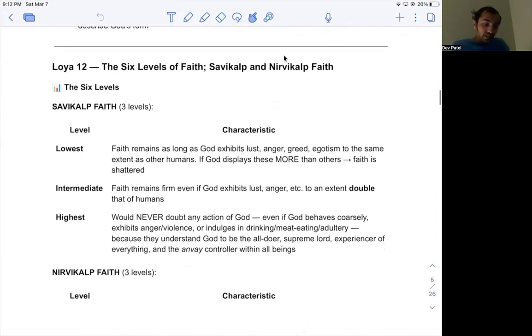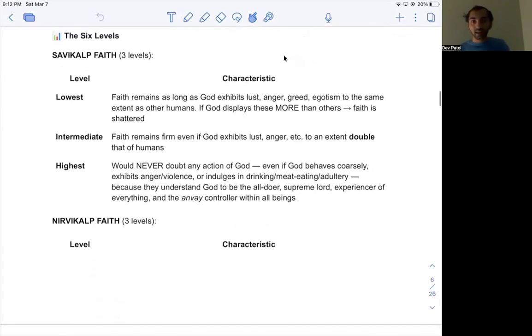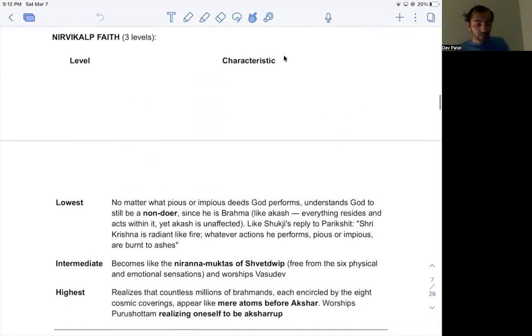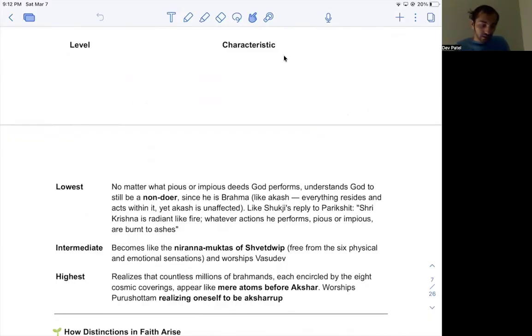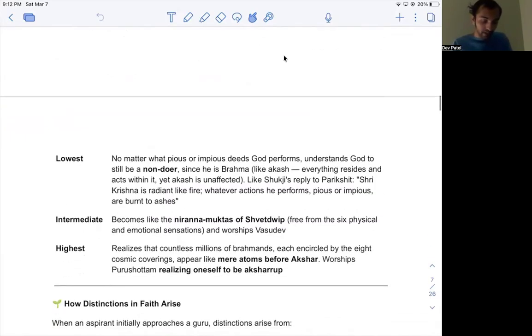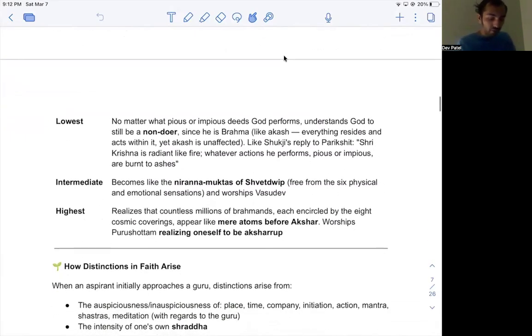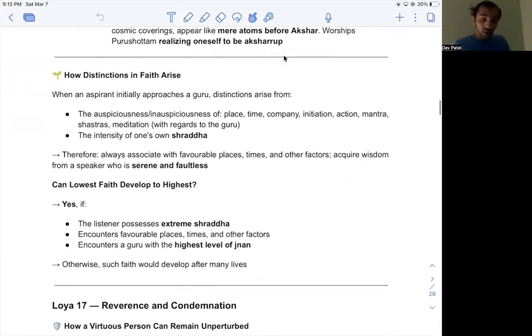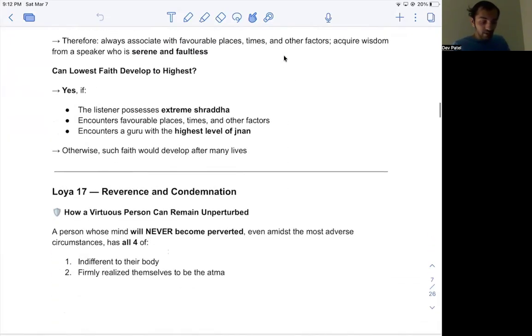Six levels of faith: Savikalp and Nirvikalp. The lowest is that as long as God exhibits these vicious natures, lust, anger, greed, egotism, to the same extent as other humans, faith is absolutely shattered. Intermediate is that even if it's double that, faith still remains. The highest is never doubting any action. In Nirvikalp, the lowest is seeing impious deeds and still understanding God to be a non-doer. Then the intermediate, and then the highest, countless millions of Brahmans. The lowest faith can develop into the highest faith, extreme shraddha.